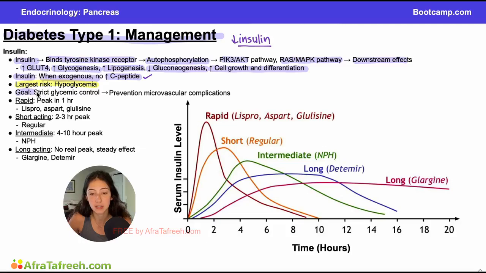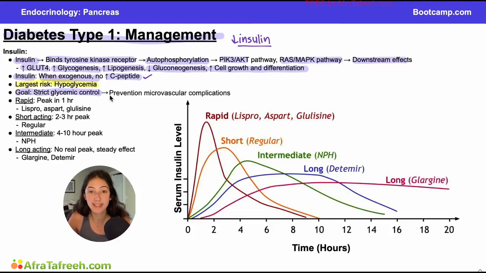The goal, as I just mentioned, of management of type 1 diabetes is going to be this strict glycemic control. So we want to keep their glucose within a tight range. Usually this range is 70 to 130. These guidelines, I think, were just updated for even tighter control, so I didn't put the exact numbers on the slide. I would doubt they would expect you to know that.